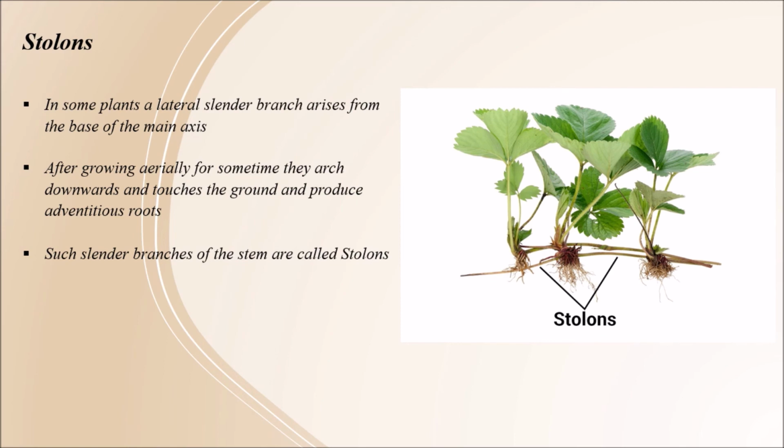In simple terms, if you want to talk about stolons, we can say that from the main base of the plant, a lateral slender branch arises, and these grow aerially up to some extent, and then fall down and touch the earth surface or the ground and produce adventitious roots. Such stems are called stolons. Coming to the examples of stolons, we have nerium and jasmine.